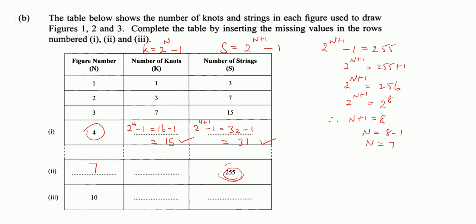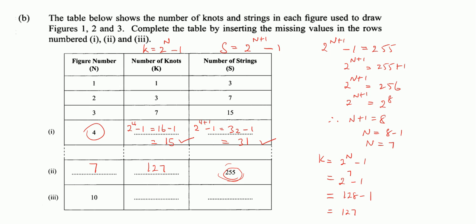And we need to find the number of knots, k, which will be equal to 2 to the power n minus 1, which is 2 to the power 7 minus 1. 2 to the power 7 will give us 128. So this will be 128 minus 1, which is 127. So this is 127. Alright.